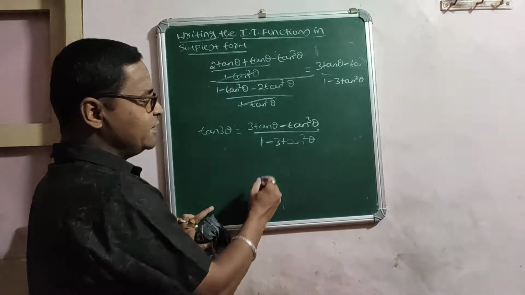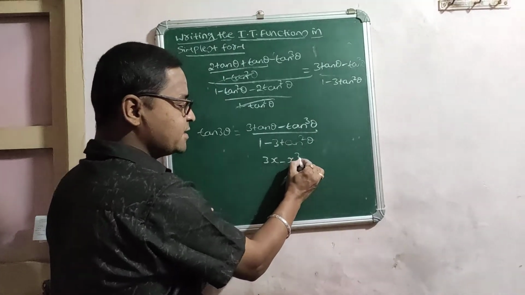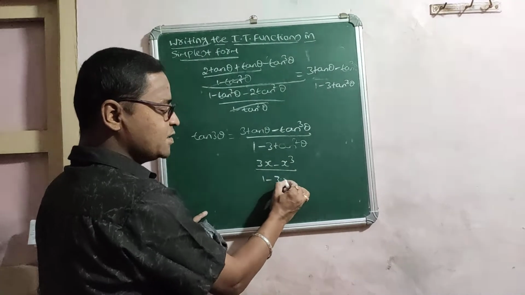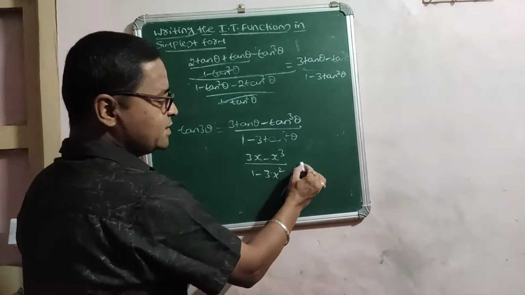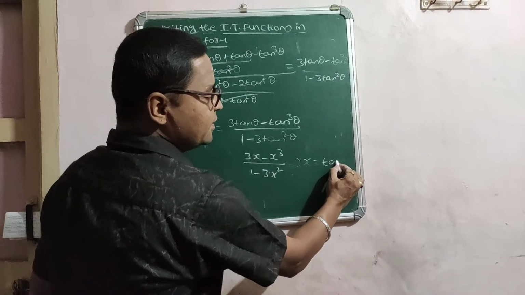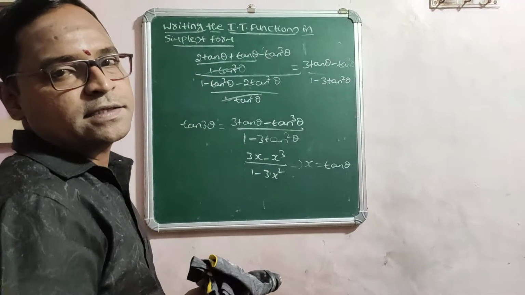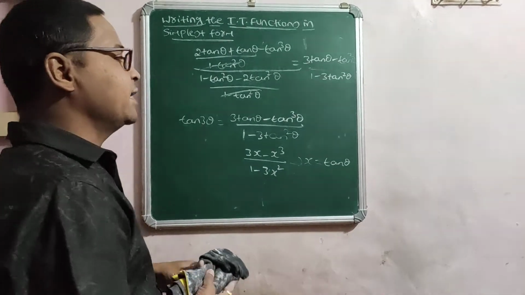Whenever the problem is of the form (3x − x³)/(1 − 3x²), it implies that we need to consider the value of x as tan θ. So these are the formulas we used to observe in case of multiple angles.